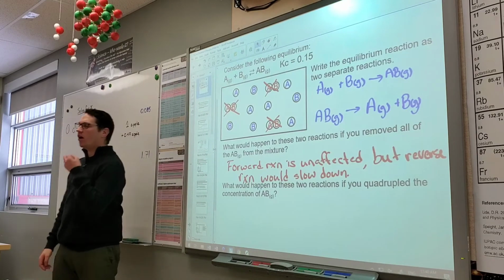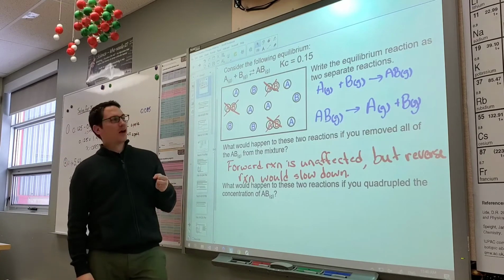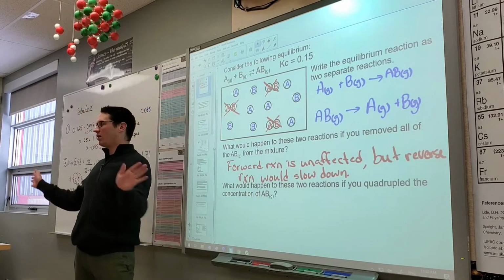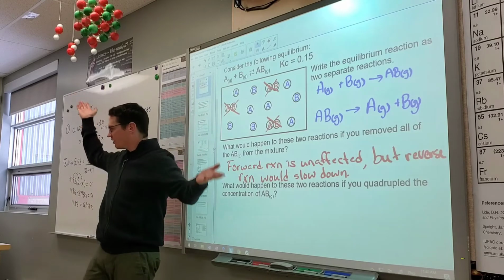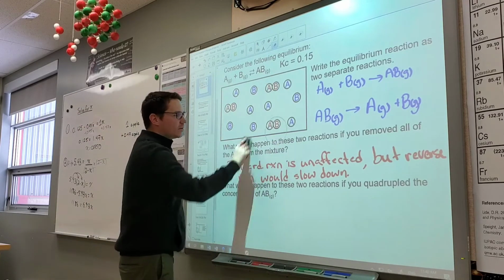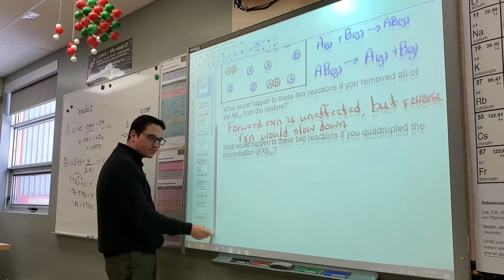By taking away all the ABs, I've affected the reverse reaction, but I haven't affected the forwards reaction at all, right? The A's and B's are still unaffected. Okay, let's take a look at the second case.